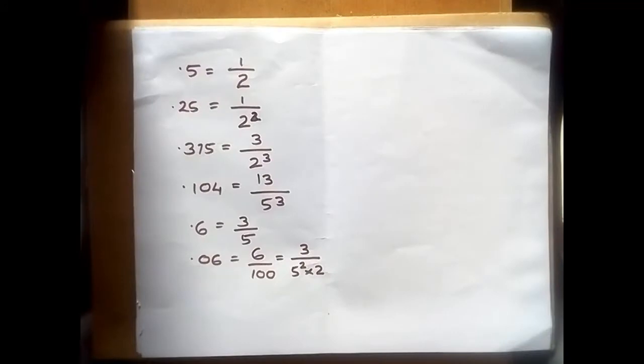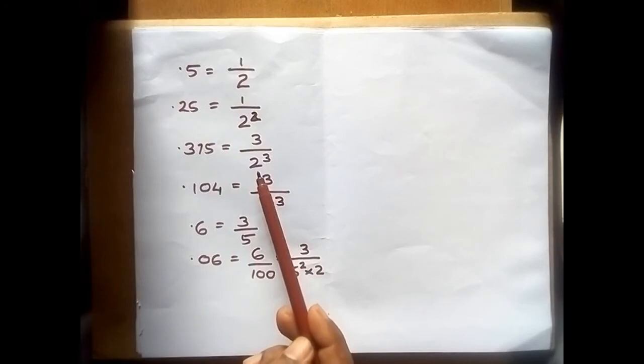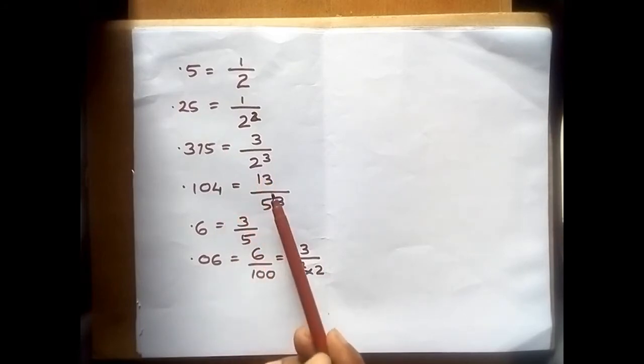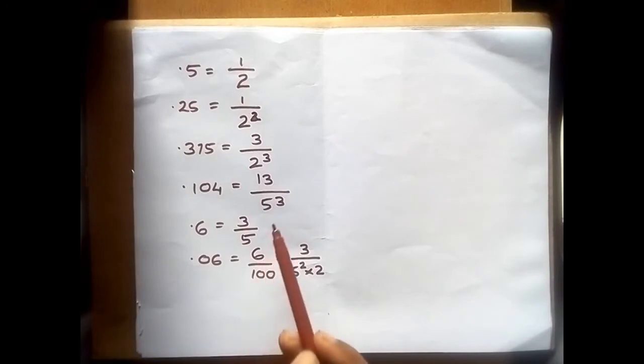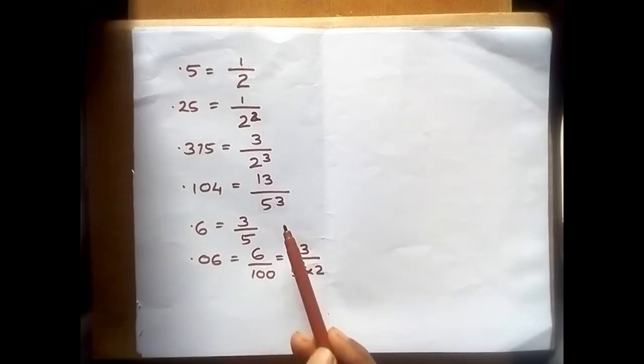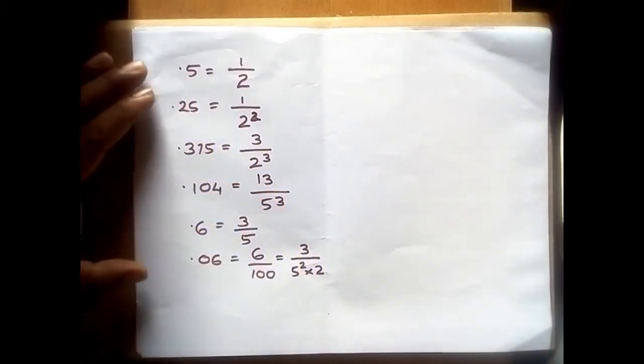Okay, now we have these results in front of us. 0.5 is equal to 1 by 2, 0.25 is equal to 1 by 2 square, 0.375 is equal to 3 by 2 cube, 0.104 is equal to 13 divided by 5 cube, 0.6 is equal to 3 divided by 5, 0.06 is equal to 3 divided by 5 square into 2. So what we have seen now, all these terminating numbers will have denominator either power of 2 or power of 5 or both. Is the process reversible? Can we move back from here to here? Yes, that is possible.